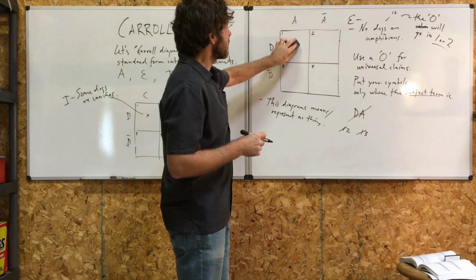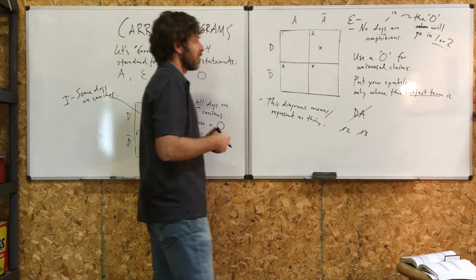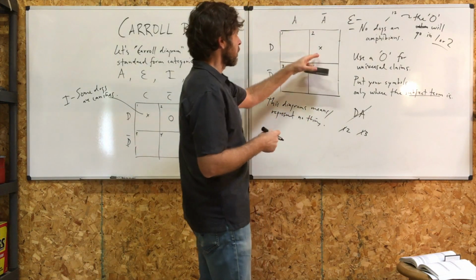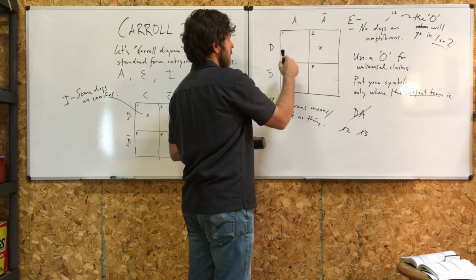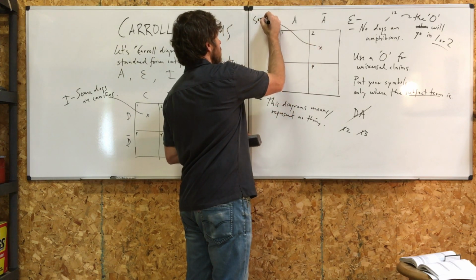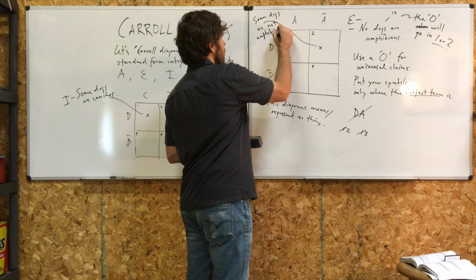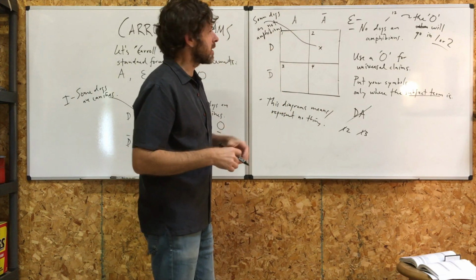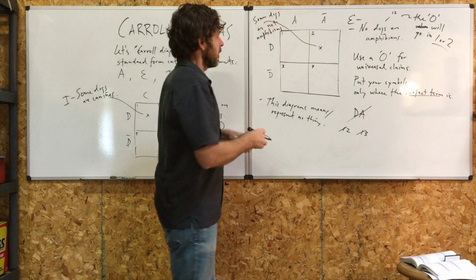If you wanted to say some dogs are not amphibious, again, you're talking about dogs, so you can do it like this. So this would represent some dogs are not amphibious. Maybe we should write that down. Some dogs are not amphibious. So this is an O statement right there. If you wanted to say some amphibious things are not dogs, then you'd put an X right there.